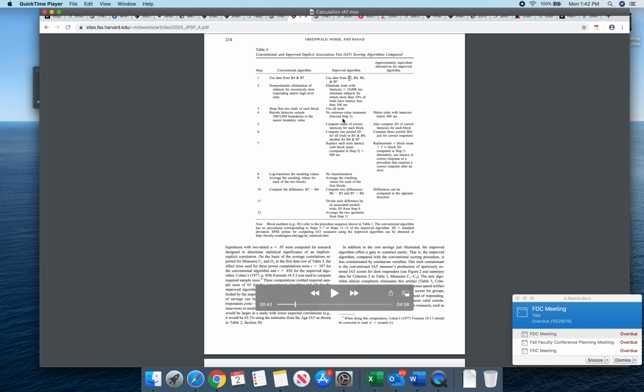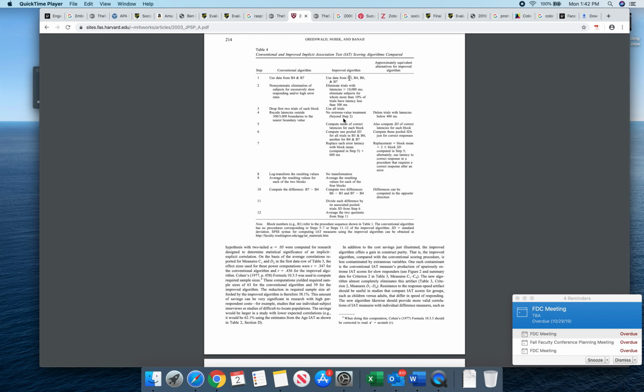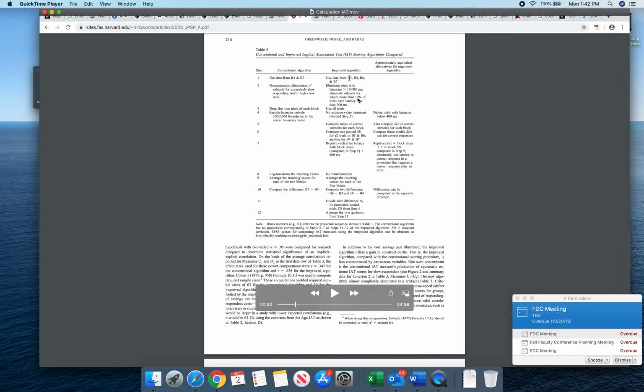Okay, so that's all you do. Eliminate subjects for more than that, and that's not going to be a problem for you. Use all trials just out of these blocks, so don't worry about that. No extreme value treatment beyond step 2. And then you compute the mean of correct latencies for each block.